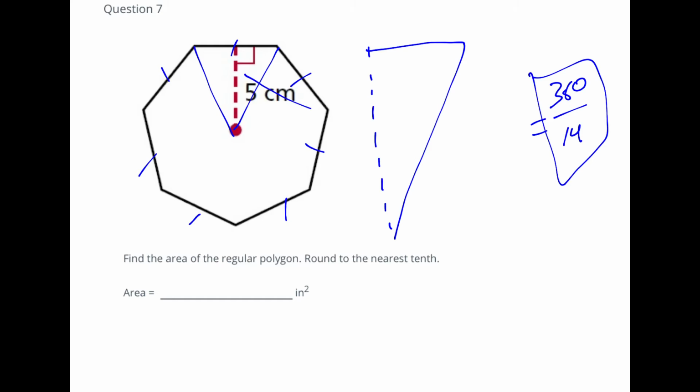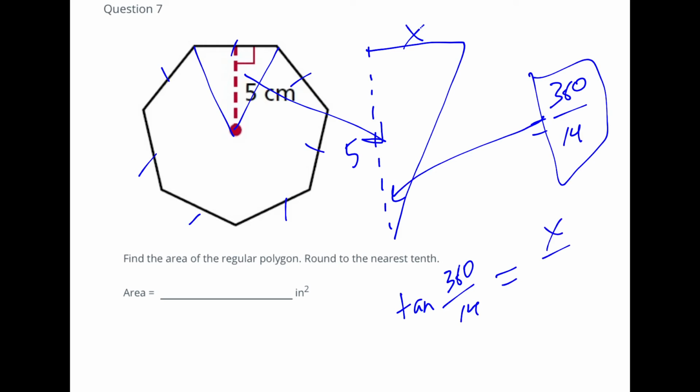So I'm going to blow up this triangle here. This angle is this right here, 360 divided by 14. This apothem is 5, that's the dotted line, and I want to figure out x. So the tangent of 360 over 14 is equal to x over 5. So 5 times this is equal to x. I'm just going to move that 5 over like that.